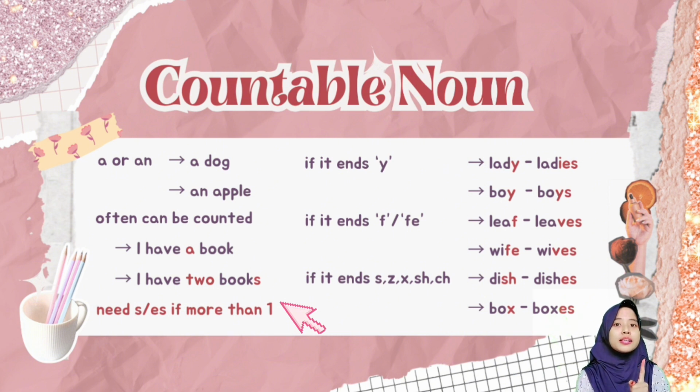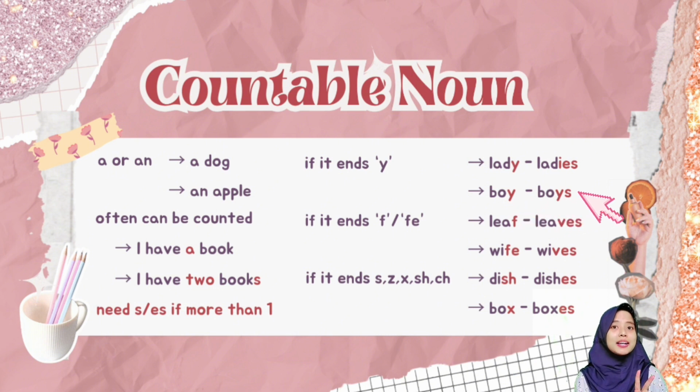The first is if it ends with y, you can change y to ies. For example, lady. If we have more than one, you can use ladies. Boy. You cannot change y to ies because before y is a vowel. So you just add s at the end of the word.